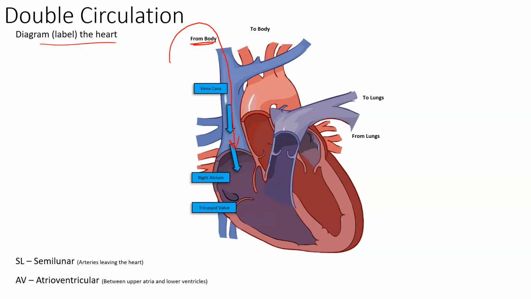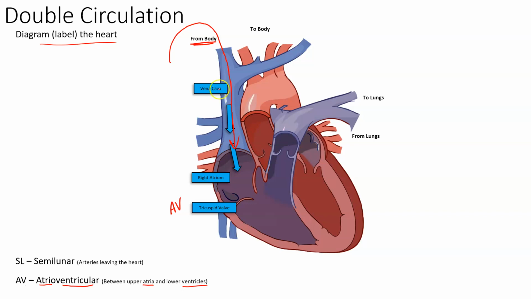Okay? Now you'll see down here there is a difference between what we call AV valves and SL valves. AV is atrioventricular valve. That's exactly what it sounds like. Atria and ventricle. The AV valves are the valves between the atria and the ventricle. So this would be an AV valve. I'll just put it right here. This is a form of AV valve. It's called specifically the tricuspid valve, but it is an atrioventricular valve.